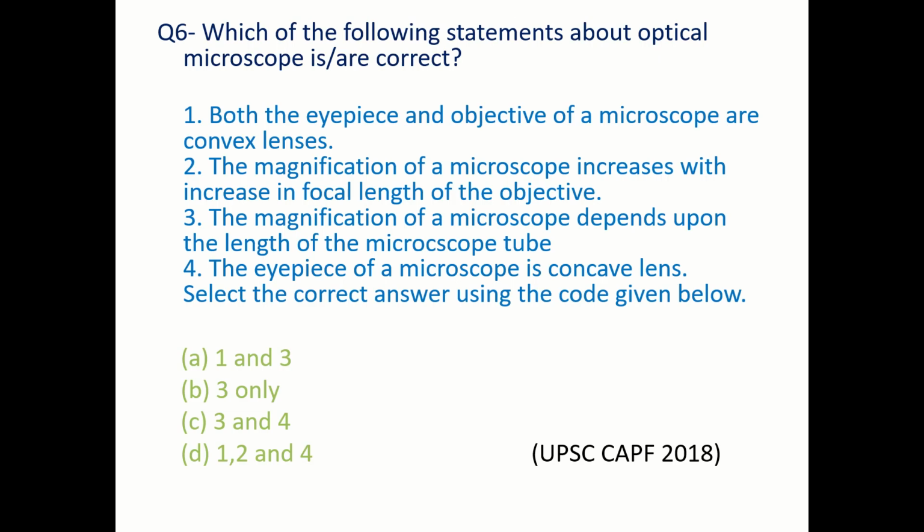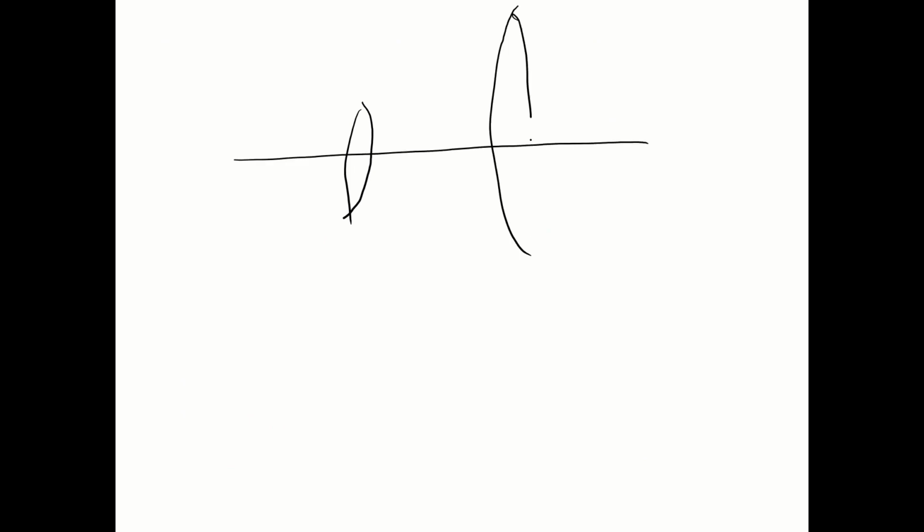Which of the following statements about the optical microscope is or are correct? Okay. Both the eyepiece and objective of a microscope are convex lenses. So for this you must know the ray diagram, or we can say the general diagram of a microscope. I will show you this. The magnification, they are talking about the eyepieces, the lenses, the magnification here, and again the eyepieces. So let us draw the microscope, optical microscope. First a convex lens, then again a larger convex lens. An object is kept here, and the ray diagram will be something like this.